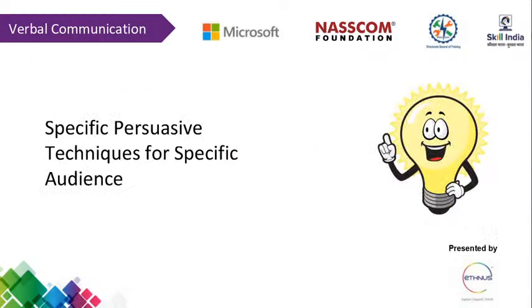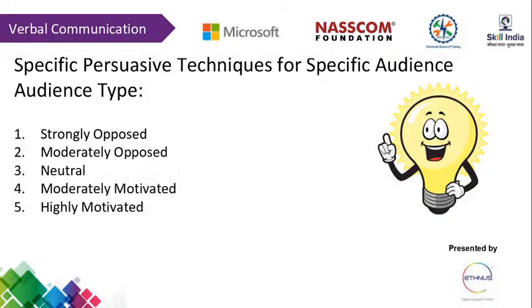Yeah, specific persuasive techniques for specific audience. Here we need to be particular about certain aspects of it. Like, as already mentioned, what techniques can we use for a specific audience. If you take any one particular audience, what kind of products are for that audience, and how can we talk in this language of persuasive communication. So in this, the strongly opposed, that is the first part of it.